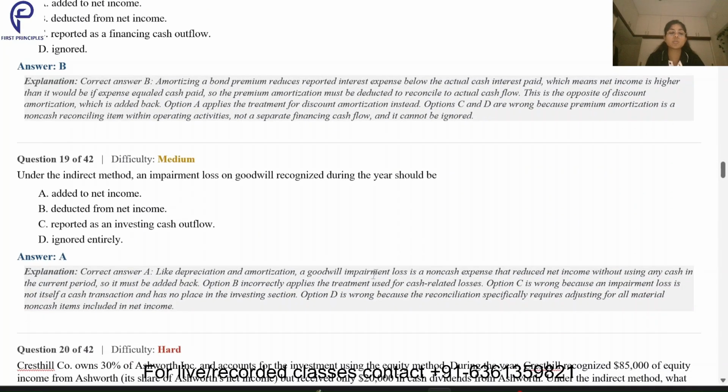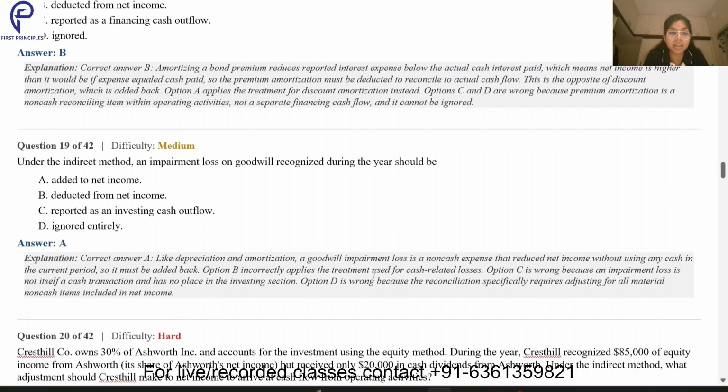Moving on to the next question. Under the indirect method, an impairment loss on goodwill recognized during the year should be. What is impairment loss on goodwill? It's similar to my depreciation expense. Like amortization and depreciation, similarly is the impairment, where actual cash is not going out, but we are recording it as an expense on my income statement. So what should we do? We should add it back to my net income. So option A will be directly my correct answer.